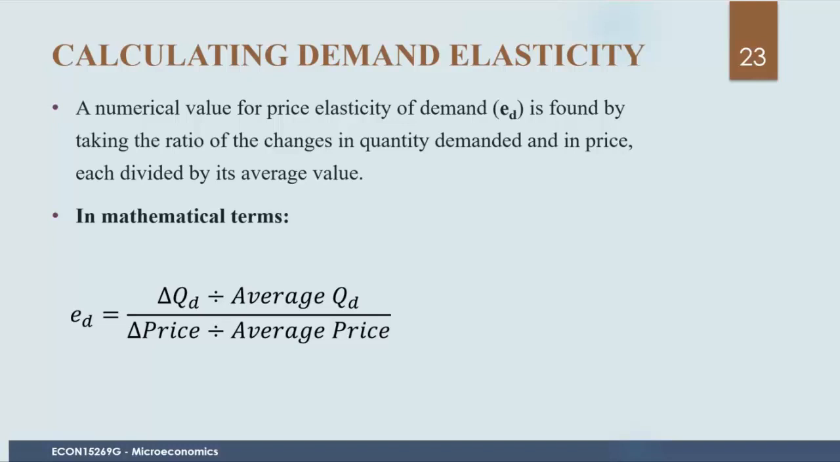So when we go from 3 to 4, we're basing that change on where we were before, which was 3. So 1 divided by 3 is 33%. But if we're going from 4 to 3, then it's the other way around. We were originally at 4, but now we're down to 3. So that 1 unit change as a proportion of 4 is 25%.